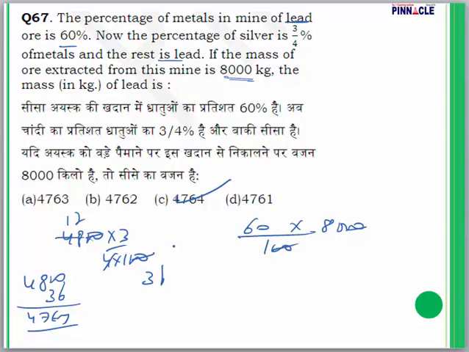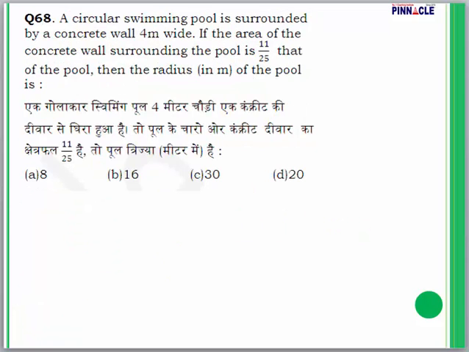Now question number 68. A circular swimming pool is surrounded by a concrete wall 4 meter wide. The area of the concrete wall surrounding the pool is 11/25 that of the pool. Then we have to tell the radius of the pool. This is the pool and this is surrounded by the concrete wall, and this wall is 4 meter wide.